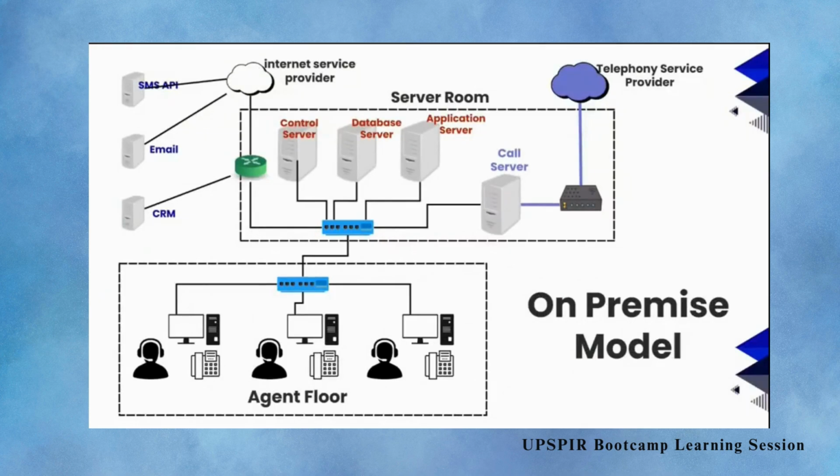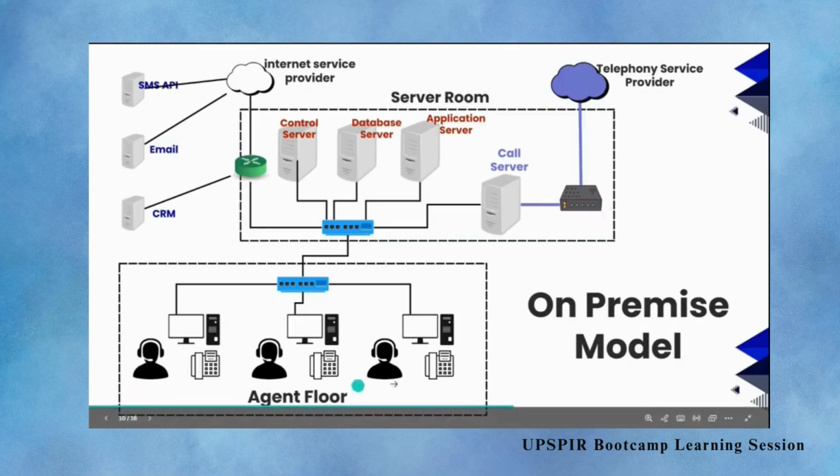So this is how typically your on-premise model will look. This can be our server room in which we will put all these servers. We will integrate these different APIs and different services. Maybe these services again can be hosted within our organization or they can be external services. So we will be connecting to the internet and then we can connect with the SMS API. Similarly, the telephony service provider will put their lines in your office and those lines will go to the call server. And obviously there will be agent flow. So this is a typical on-premise deployment model.